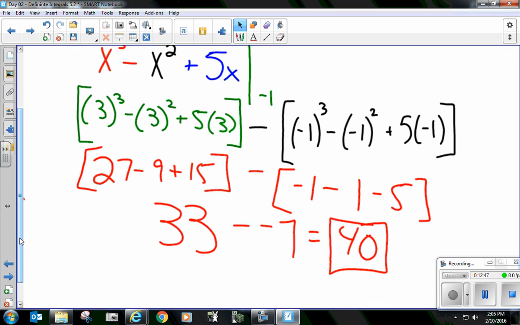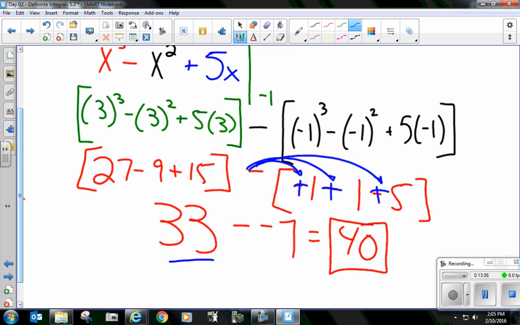Well, look, you can take all these values and distribute the negative sign, that's fine. But I think it's much simpler to just figure out what this is and what this is and subtract. It's less to keep track of. I distributed this, I get +1, +1, plus 5. Now I get 33 plus 7, which is 40. But now I've got to keep track of changing 3 signs instead of 1.